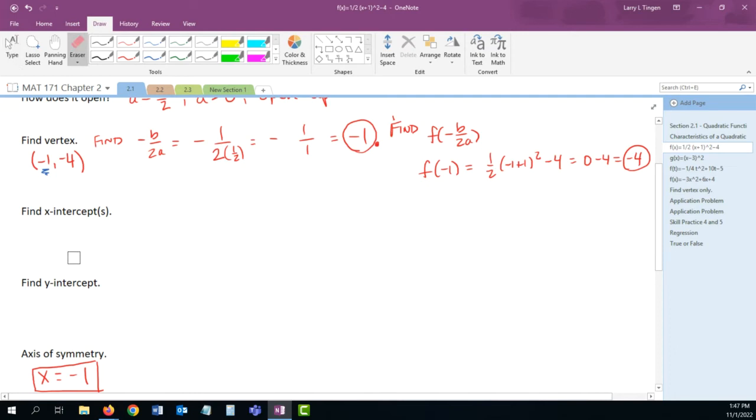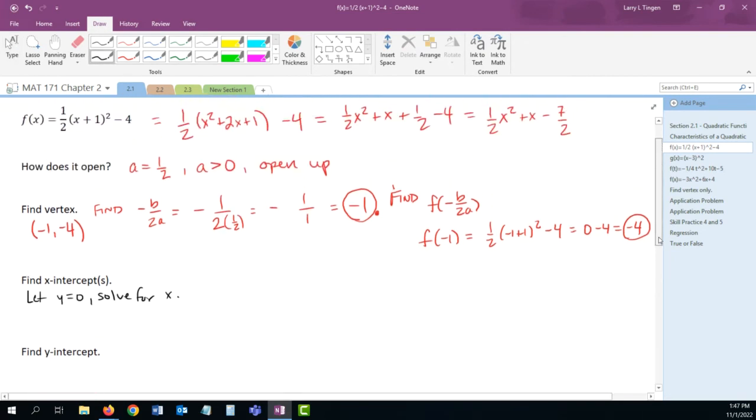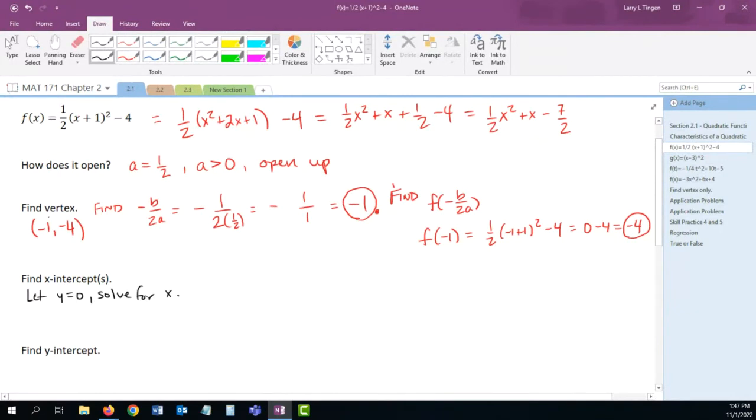Okay. Now, x-intercepts. How do I find x-intercepts? Well, if I want to find an x-intercept, I'm going to let y equal 0, and I'm going to solve for x. Right? Sound familiar? So, for us, f of x and y are the same thing. So that means I'm going to take my original function. I'm going to plug in 0 for f of x.